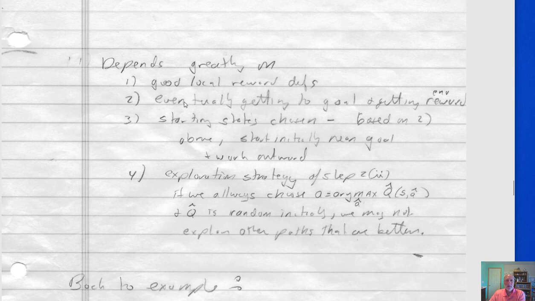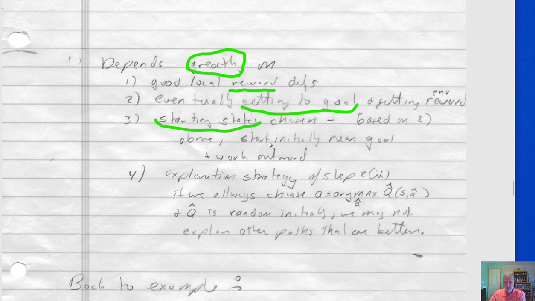Whether this works or not depends greatly on good reward structure. Well, that makes sense. If the rewards are bogus, it won't know what's good and bad. Eventually, you have to get to the goal. So if you keep choosing random actions and you never get to the goal, you'll never get the reward. Starting states are critical. You've got to visit a lot of different states in the state space.